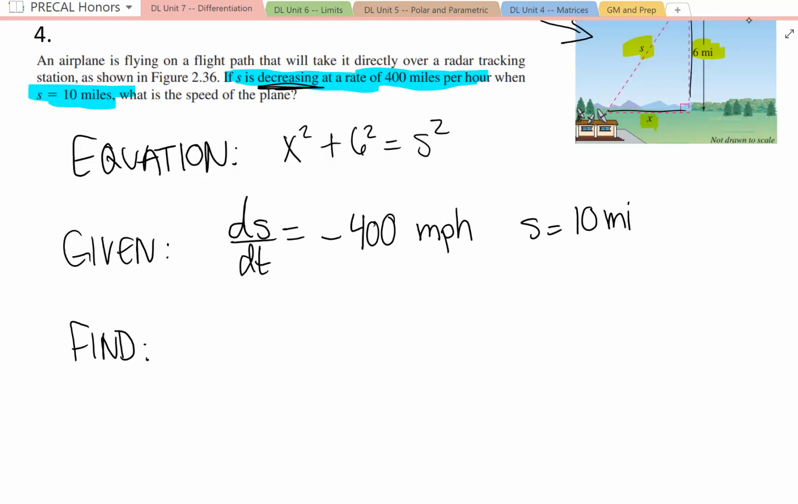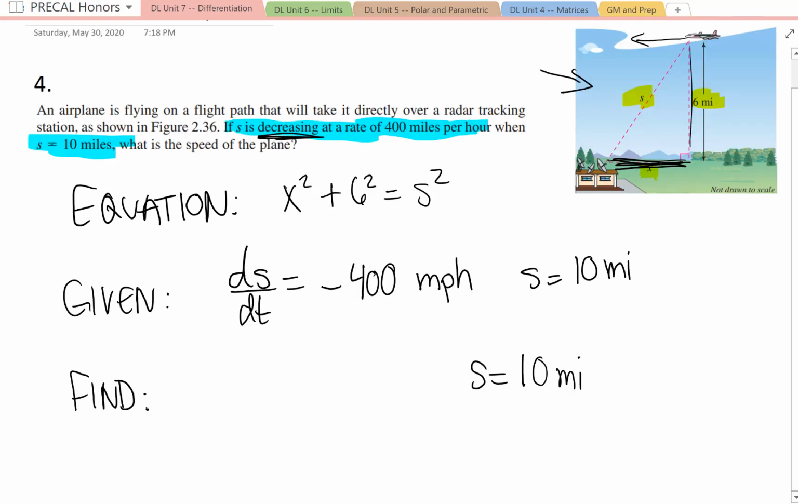And they're saying if it's decreasing when s is 10 miles, what is the speed of the plane? That's also asking what is the speed of the plane when s is 10 miles. Okay, so they've given you one rate of change when s is 10 miles, but they want to know the speed. The variable that's changing here is the base, which is x. So they are asking us to find dx/dt, the change of x with respect to time, when s is equal to 10 miles.